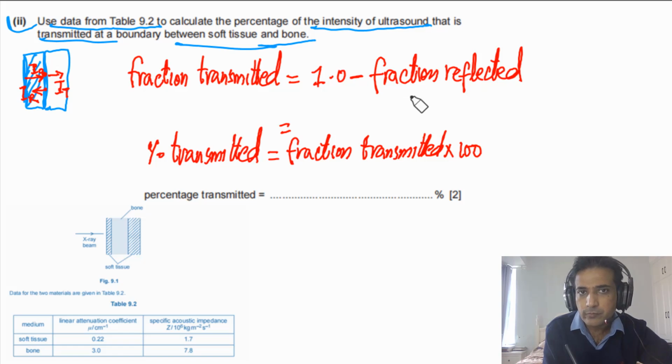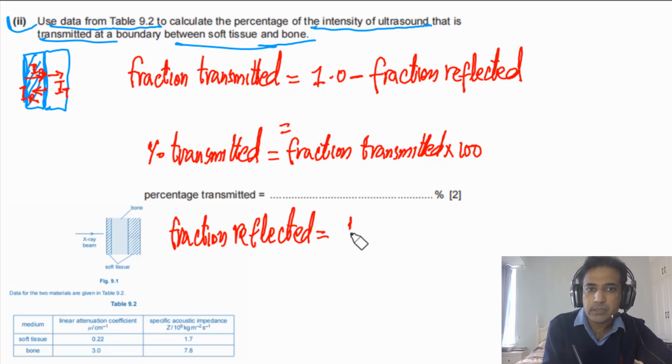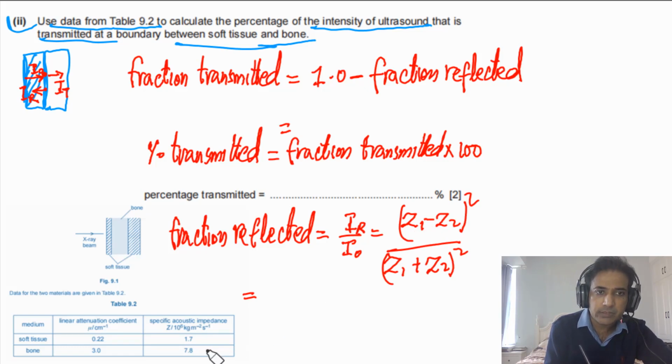So we need to work out the fraction reflected, and the fraction reflected is equal to IR over I naught. This one will be equal to (Z1 minus Z2) squared over (Z1 plus Z2) squared. Here Z is the acoustic impedance of the medium. Z1 we are taking as the bigger value, and this is Z2. It doesn't matter which one you take as Z1 or Z2, the result will be the same because we have a square here.